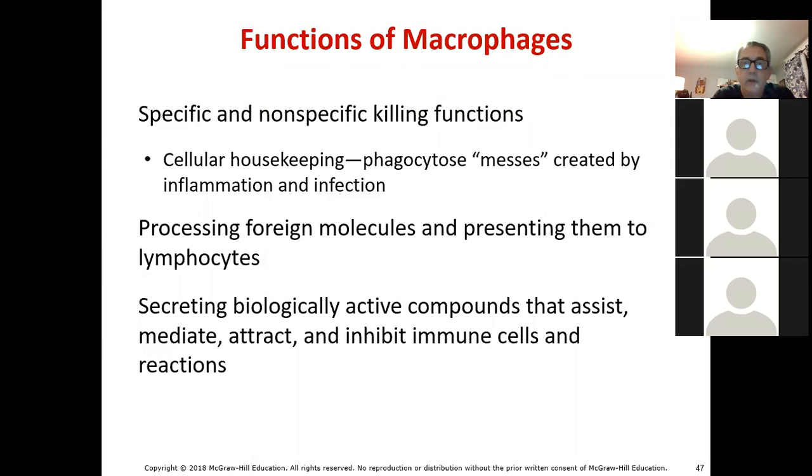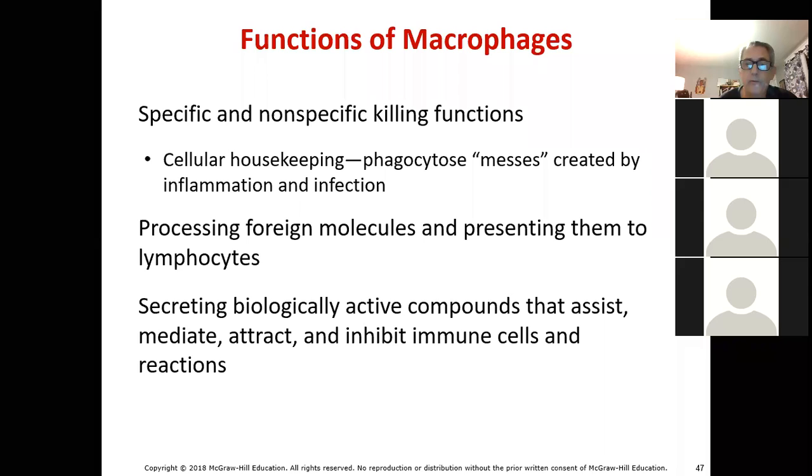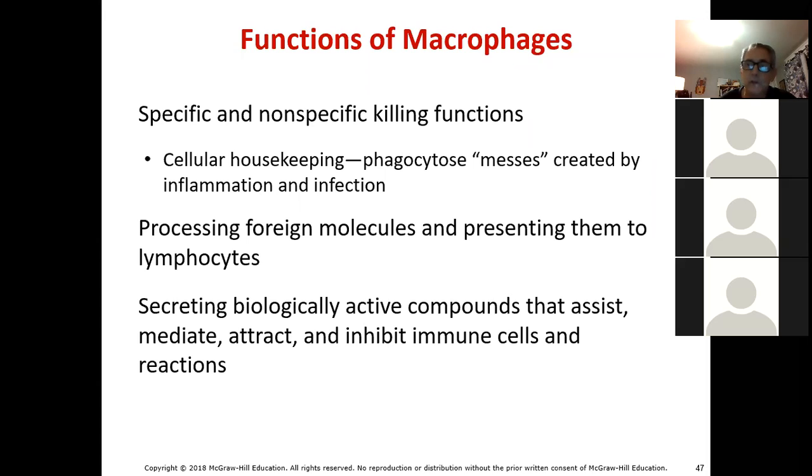Macrophages can have both specific and non-specific killing functions. They're cellular housekeeping. They clean up the mess created by inflammation, infection, damaged tissue, and debris left over, processing foreign molecules. So this is part of the adaptive immunity, though the macrophages themselves don't have memory. They play an important role: when they encounter a foreign molecule, they present it to the T cells. And then the T cells become activated and they activate B cells. They can secrete chemical messengers that mediate, attract, or inhibit immune cells.